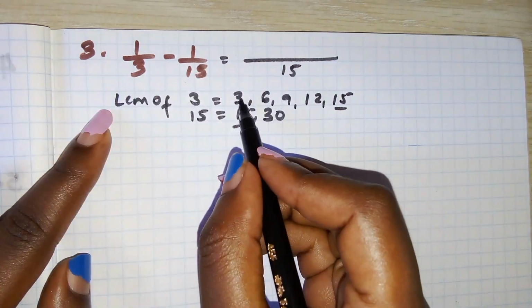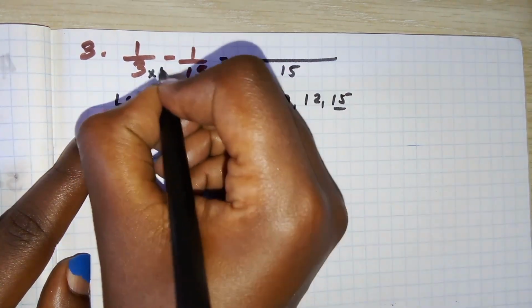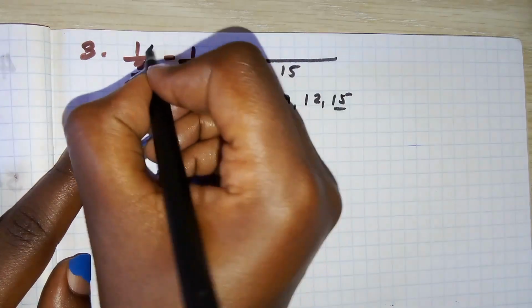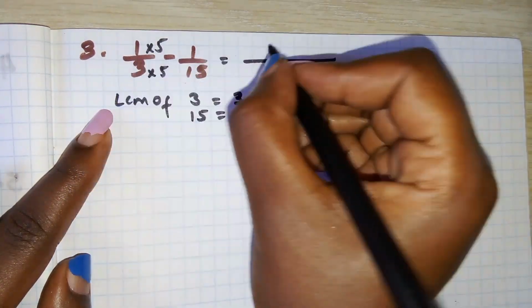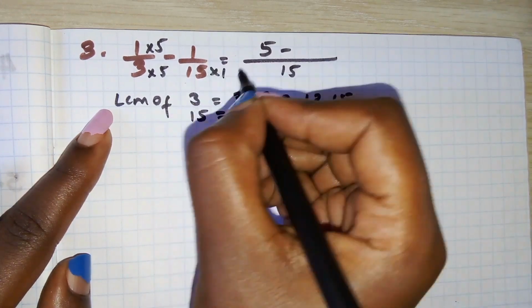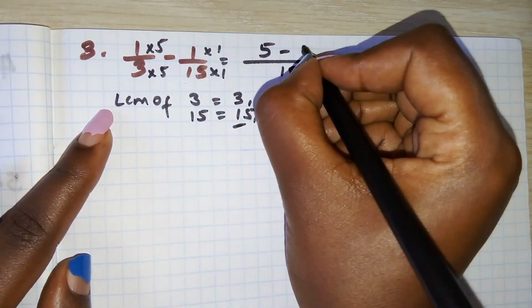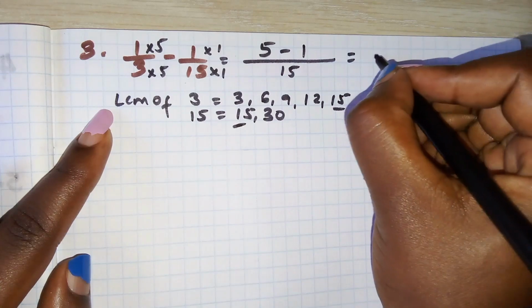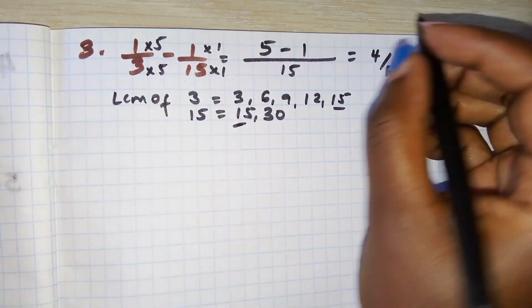So 3 times 1, 2, 3, 4, 5 is 15. Whatever you do at the bottom, you do the same thing on top. 1 times 5 is 5 minus 1 times 1. 1 times 1 is 1. 5 minus 1 is 4 over 15.